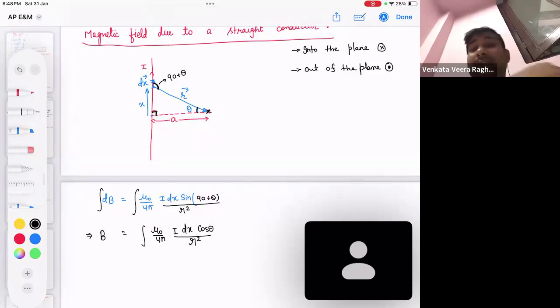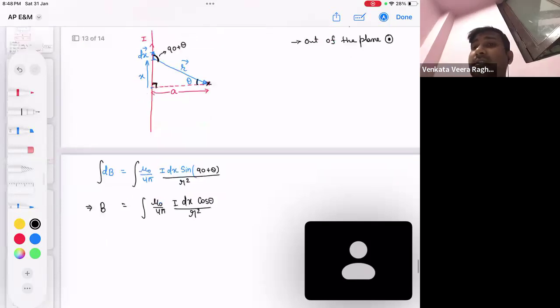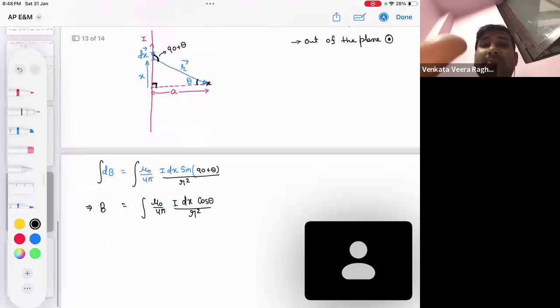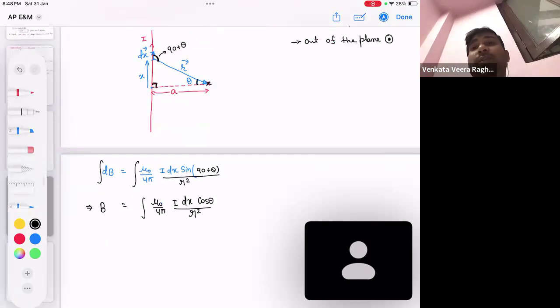But if you look, how many variables are there? Actually, we have three variables in this question. As the element changes, x will change. If I take a different element, theta will change. And also r will change. So there are three variables in this integration, so we can't do it. We have to bring it into a single variable. How do I bring it?